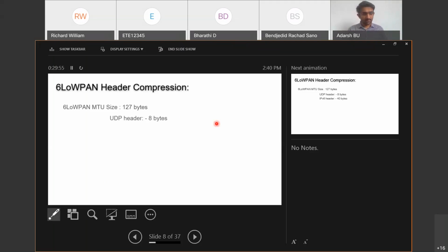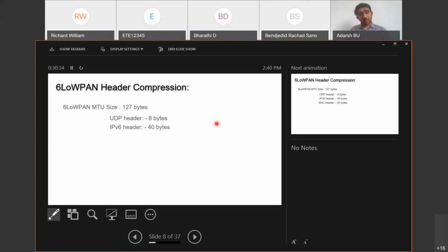I'm a very giving person. Okay, please take another 8 bytes of space from my 127 bytes. I'm giving UDP 8 bytes for my UDP header. After the transport layer, there's a network layer, and I need the IPv6 header. The IPv6 header will ask for 40 bytes. That's very huge. Out of 127 bytes, the IPv6 header is asking 40 bytes. So if I give the 40 bytes, in total I have already given away 48 bytes.